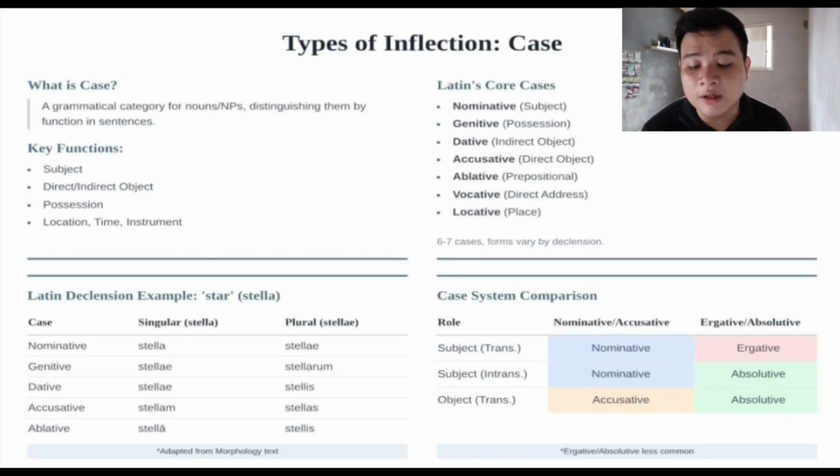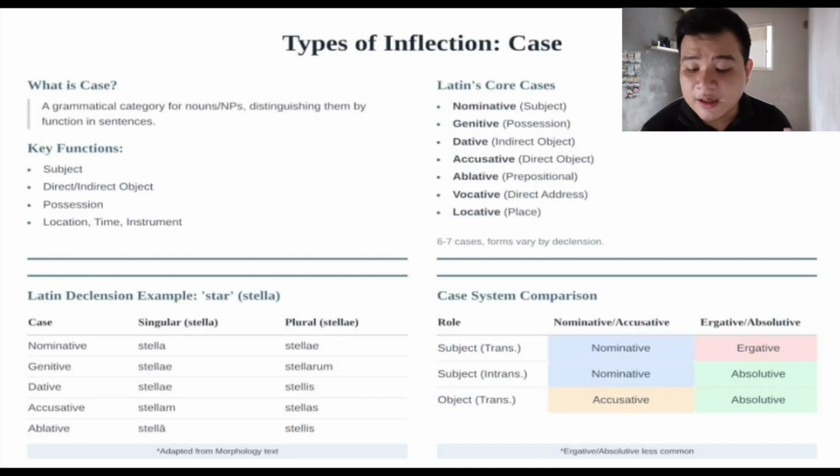Vocative, used to call or address someone directly. Locative, used for specific places. Okay, so some languages organize case differently. The familiar system is nominative-accusative, which marks the subject differently from the object.